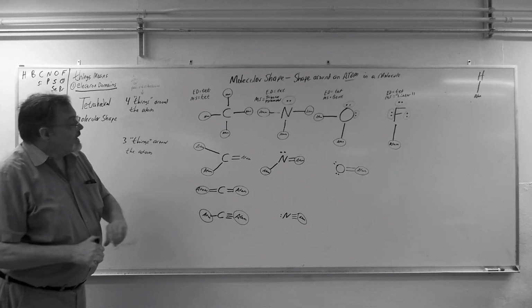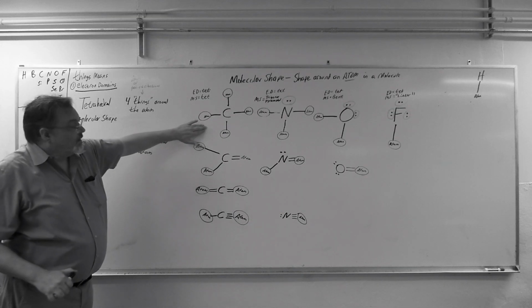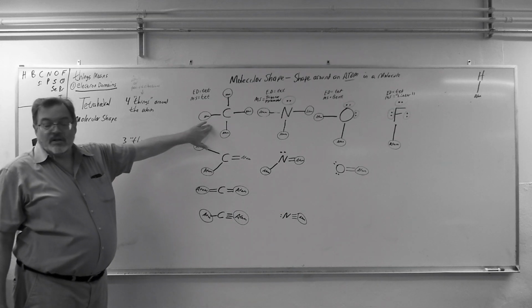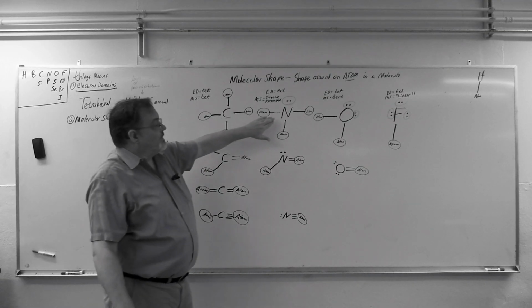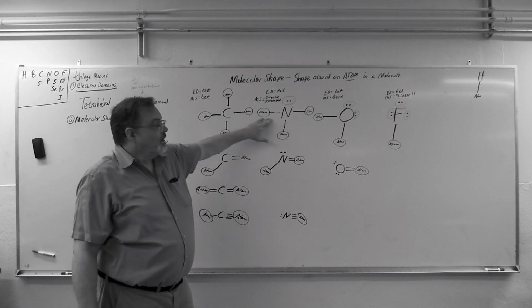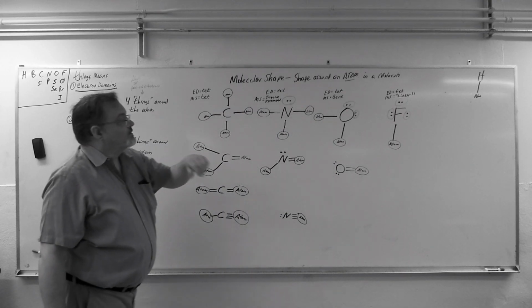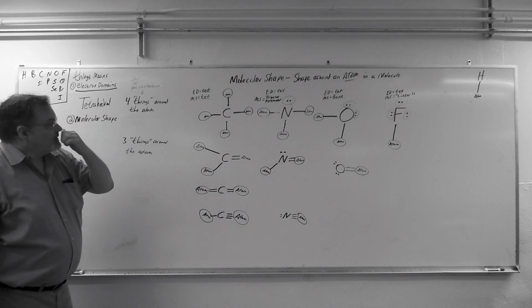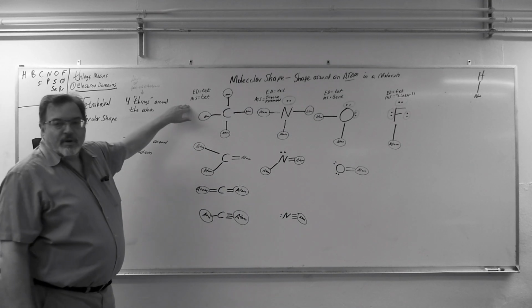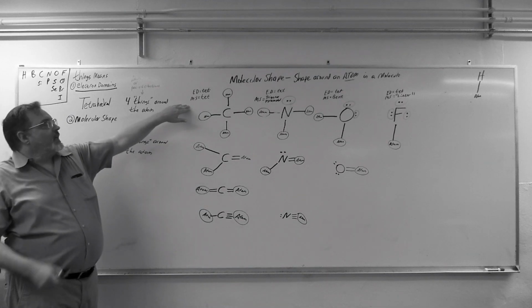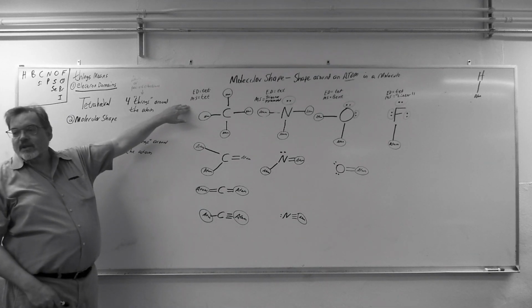So the molecular shape for carbon in this case is tetrahedral. Molecular shape in this case is trigonal pyramidal. The molecular shape here is bent. Don't worry about that one, it's a null case. So you just revert to whatever shape it is if none of the electron domains happen to be pairs of electrons.